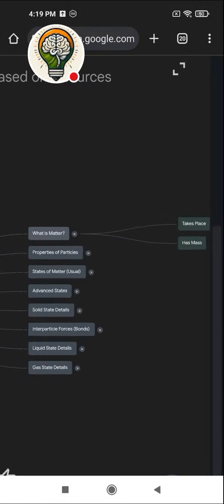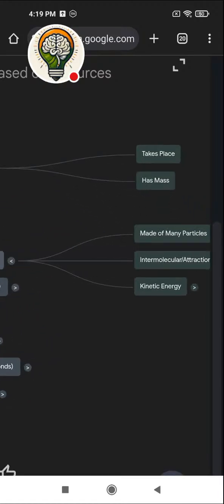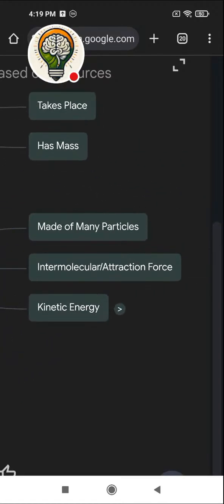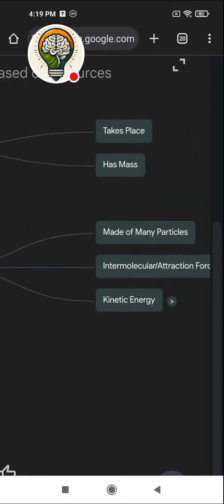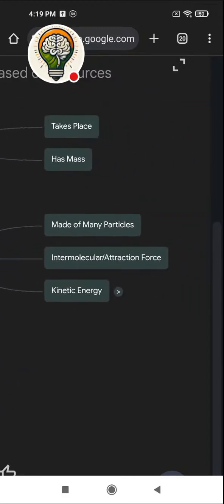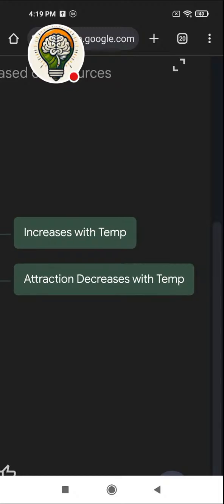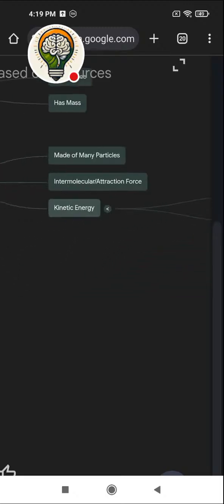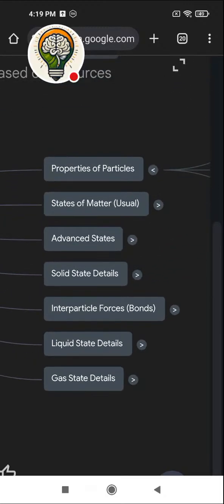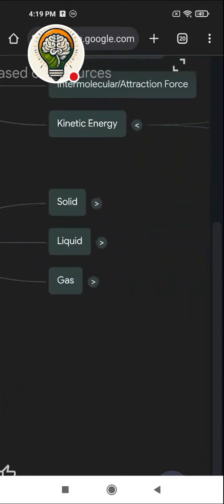So, which have obtained a place and have some mass, it is matter. Then properties of the particle. So, the matter is made of particles, and there are intermolecular attraction forces. So the kinetic energy increases with temperature, and attraction decreases with temperature. Then states of matter: solid, liquid, and gas.